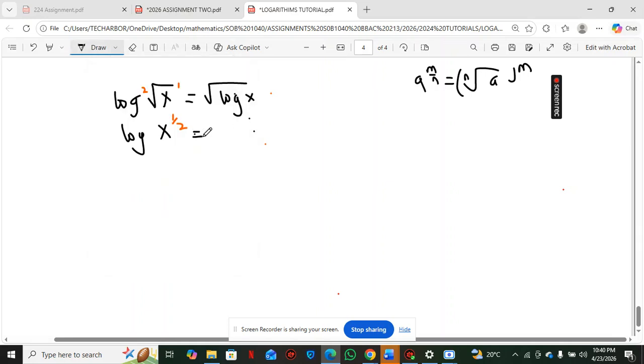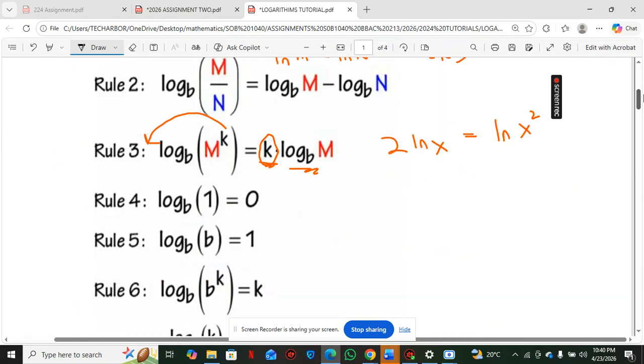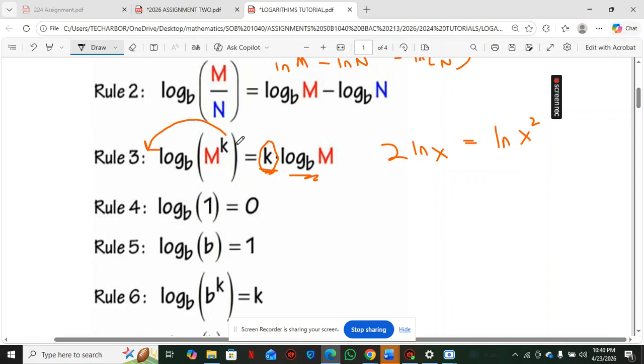Equals the square root of log x. Next, we need to apply the power rule of logarithms so that this power comes in front. The power comes in front of the logarithm: log b of m to the power k, the k comes over to this side.